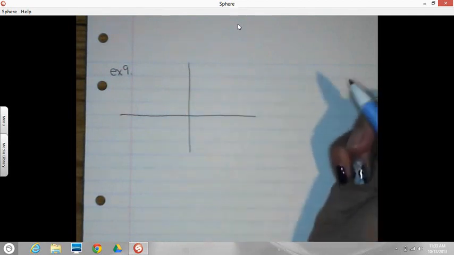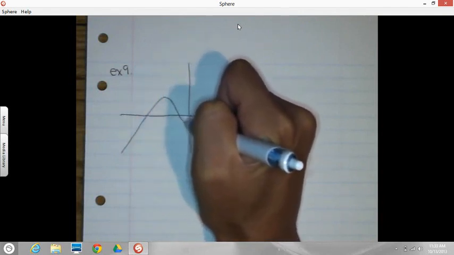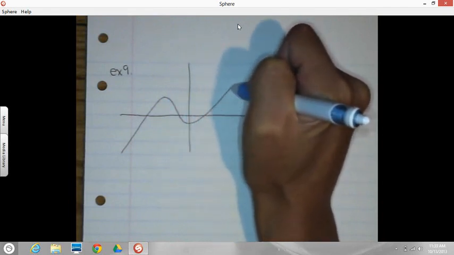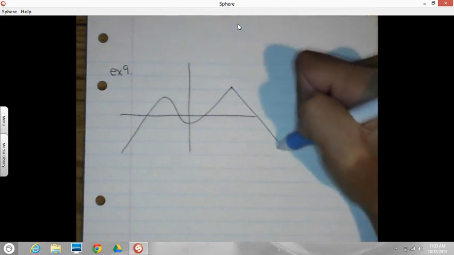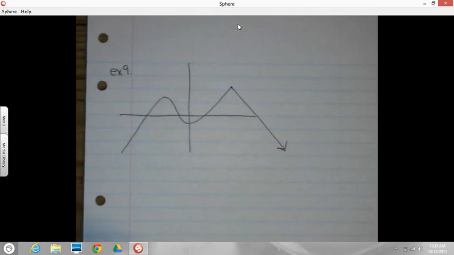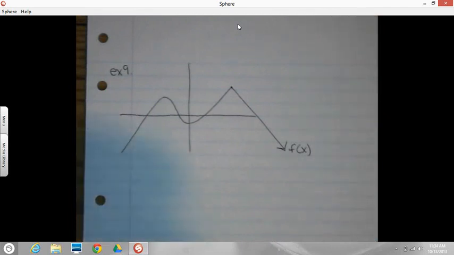Example 9. I'm going to give you a function, and I want you to be able to sketch a reasonable graph of the derivative without the equation. And this graph is going to be a piecewise. It's a cubic with a linear. Okay, so there's our original function. Now we're going to sketch reasonably the derivative.